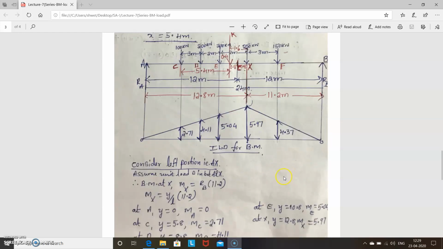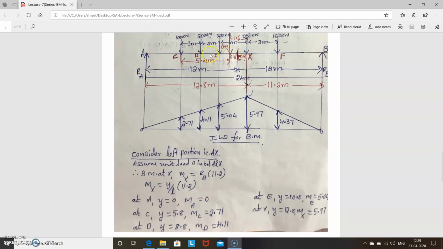What you have to do is consider first the left portion, that is A to X. For AX, the unit load is between A and X. Then find the bending moment at X. What is the bending moment at X? The unit load is on this side, so I consider the bending moment at X from this side. That is RB into 11.2, here to here. What is RB? RB is y divided by L, into 11.2.